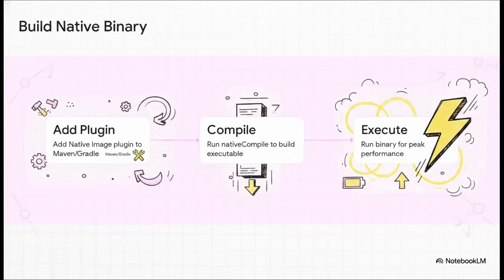Honestly, compiling your app into a native binary is shockingly streamlined today. You just add the native image plugin to Maven or Gradle, run the native compile command, and execute the resulting binary. That's it. Your app will start in milliseconds and deliver peak performance from the very first request. Imagine never waiting for a JVM to warm up in production again. Your instances can just scale out instantly to meet traffic spikes.